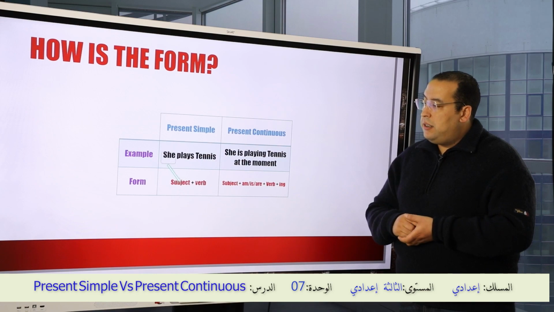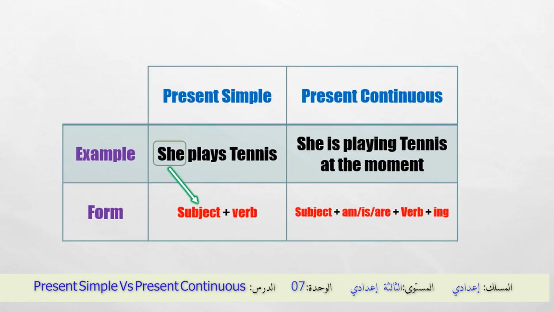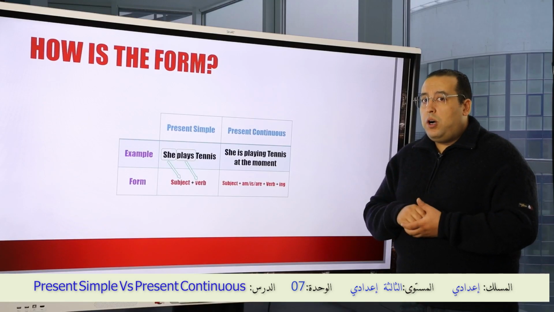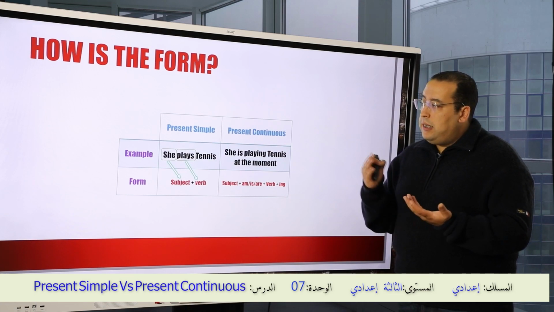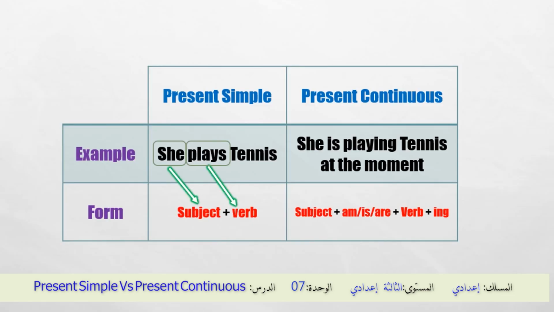So the structure is like this. We have she, the subject. The subject can be any person or animal or object. I, you, he, she, it, we, you, they. Or it can be a name of someone. Adil, Jack, Kim, and so on. And we have the verb is play. But we have not play, it's plays. We will see why do we have this S at the end of the verb. So this is the verb. As you can see, the present simple is, as its name indicates, it's simple.